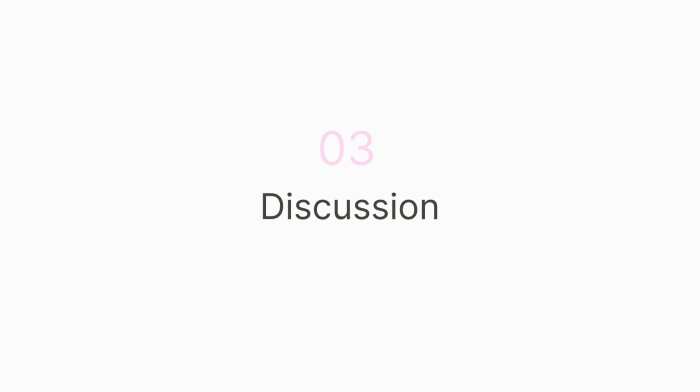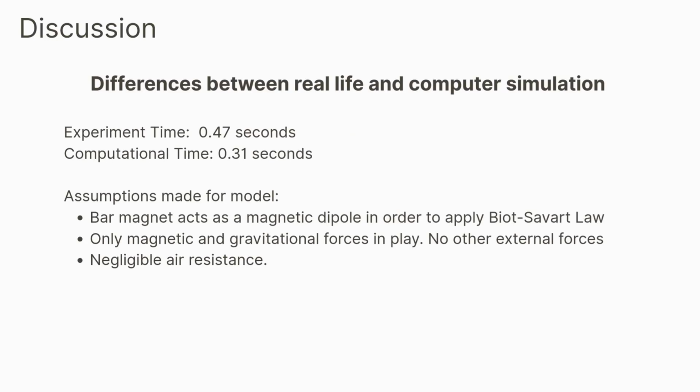Now for the discussion. The differences between real life and the computer simulation: for the experiment time, we calculated an average of 0.47 seconds, and the computational time was 0.31 seconds. So definitely it was pretty close, but the computer did think it was faster.